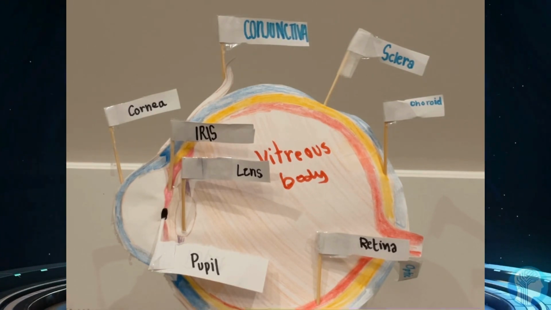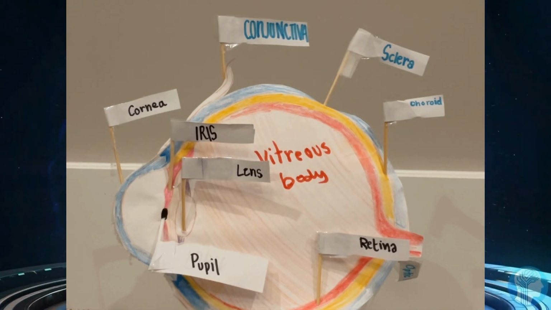Number 1, the corneal epithelium. Number 2, the Bowman's layer. Number 3, the corneal stroma. Number 4, Descemet's membrane. And 5, the corneal endothelium. So the main function of the cornea is that the cornea works as a refractive media to focus the image onto the retina. The cornea is avascular, which means that the cornea has no blood vessels. The cornea gets its nutrition from the aqueous humor, which is secreted by the ciliary body.